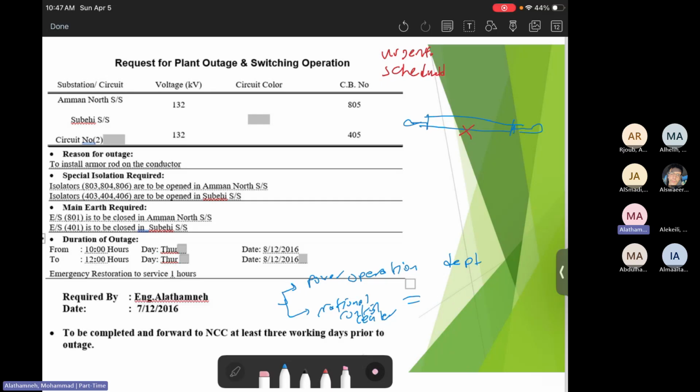So when you look at it, you will see the reason for the outage, which is, for example, to install Alma Road. Now, what we need to do is fill in the circuit breaker numbers, the isolators and the earth switches. How can I fill them? We already have the single line diagram of each substation. We will do it for circuit number 2, North Amman, Sbehi.